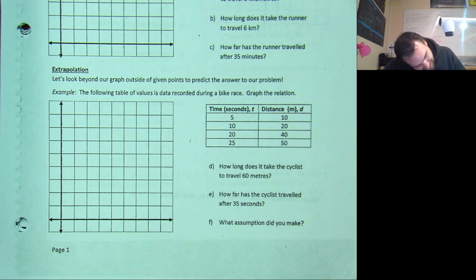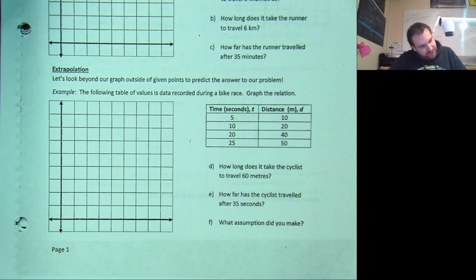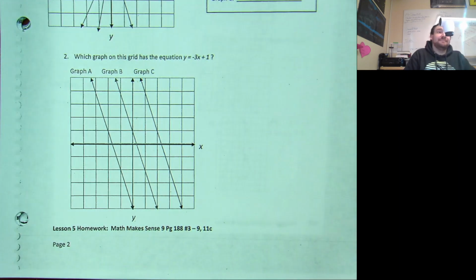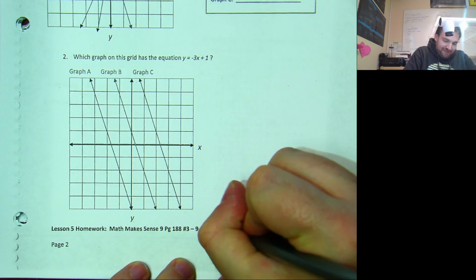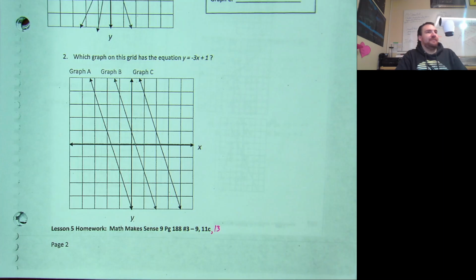Hold on. The lines on the grid below intersect the equation line. Oh, interesting. I also want you to do 12. No, I don't want you to do 12. I want you to do 13. No, just 13. 13 and 12 are the same question, but 13 is harder. So I want you to do 13. So 3 to 9, 11C, and 13. It's not that hard. You guys can do this stuff.